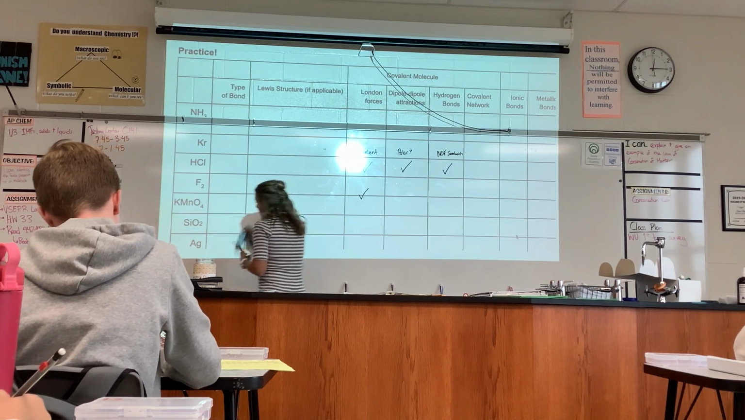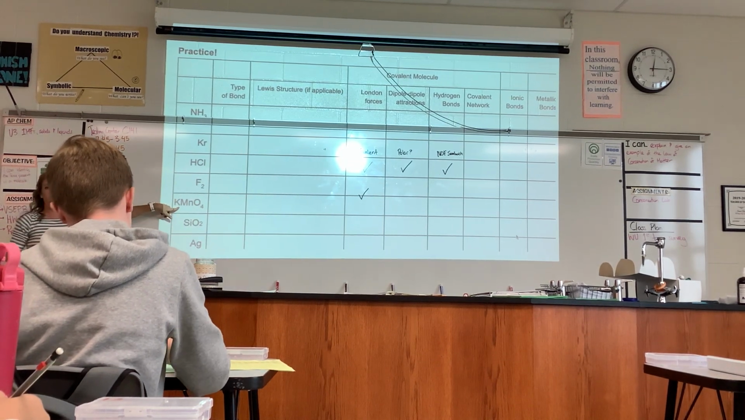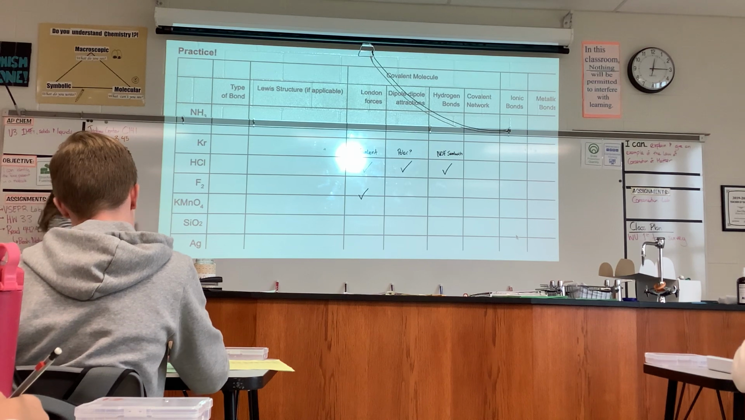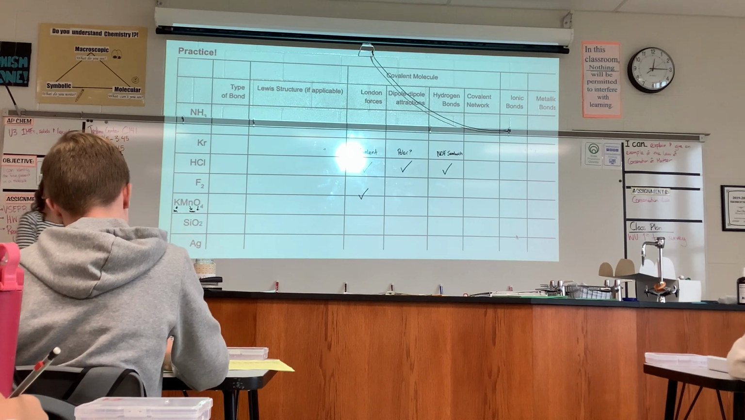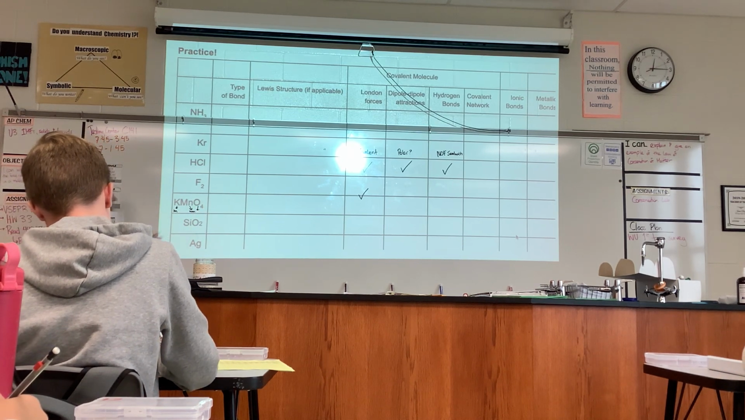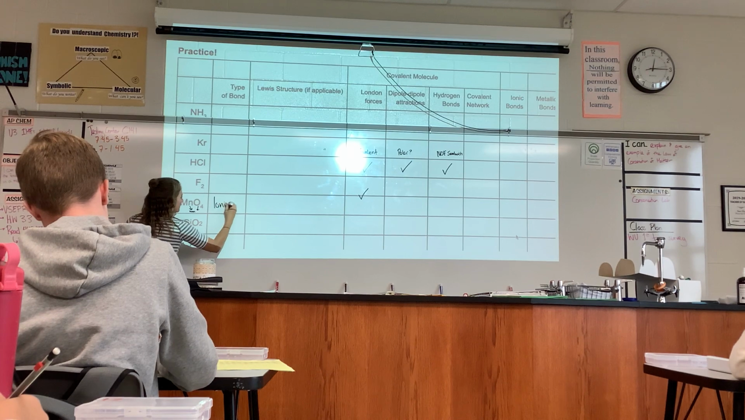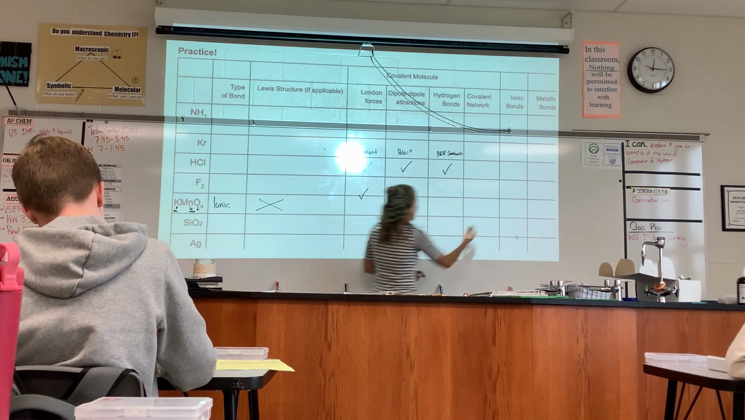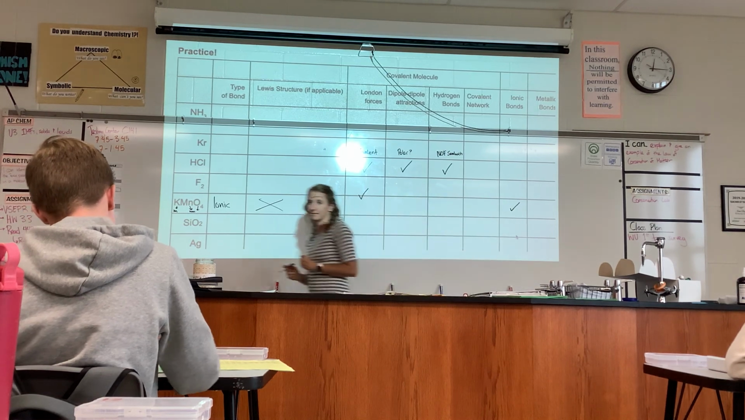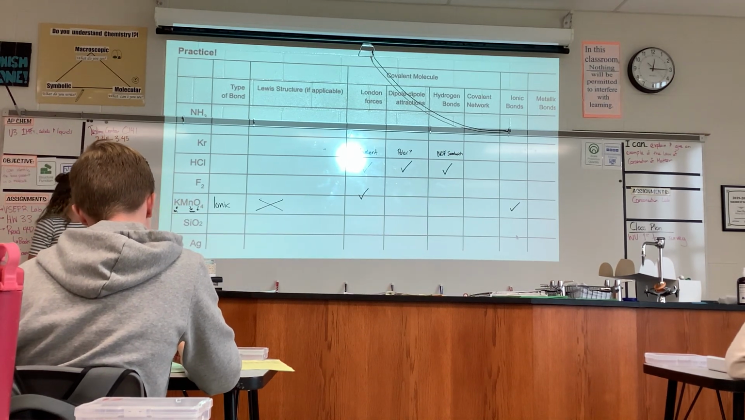Look at this one here, everybody. KMnO4. K is a metal. These are both non-metals. So that would make the bond between the whole thing ionic, which means the rest is not applicable, which means I just check the ionic box and I'm done. So if something is ionic, it's just the ionic box.